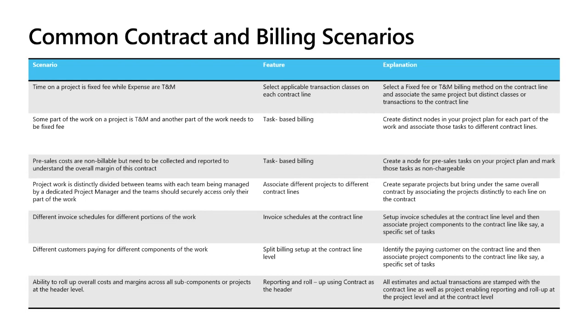Here are some of the common contract and billing scenarios that we covered. Whether it's full time that needs to be billed in a certain way, or part of a project, or in certain cases we don't want to bill the project side. We can set up different invoice schedules and different customers. There might be legitimate scenarios in which you have to create separate projects because the project teams are different, but from a contract perspective they still need to be under the same contract. In that case, you can create multiple projects and link them to the same project contract.